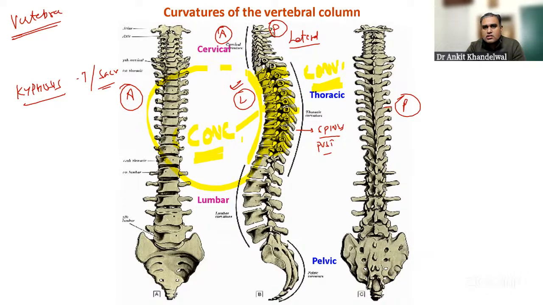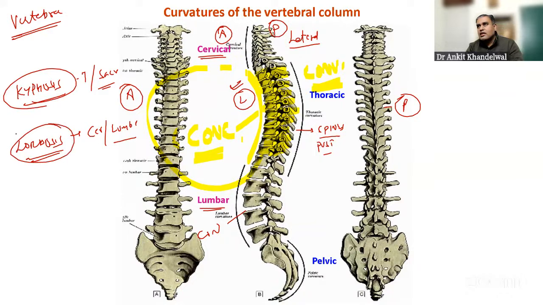In contrast to this, you can see this is the cervical and the lumbar vertebrae. They are anteriorly convex. So that is known as lordosis. It refers to the cervical vertebrae and the lumbar vertebrae. So remember, kyphosis, lordosis, that is normal. But if it is exaggerated, if it is too much, then it becomes hyperkyphosis, hyperlordosis. Then there is some issue.